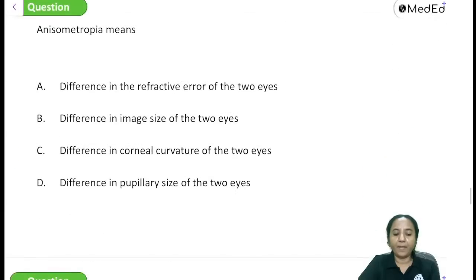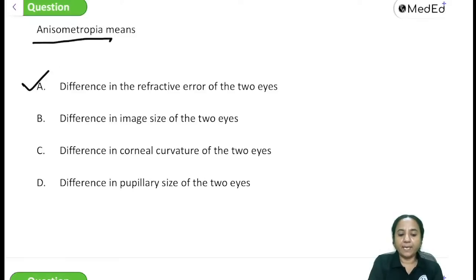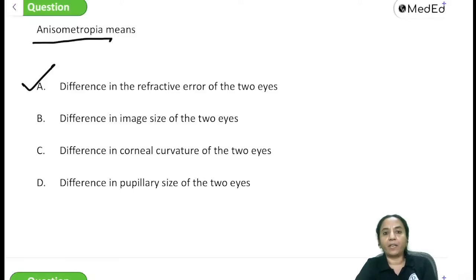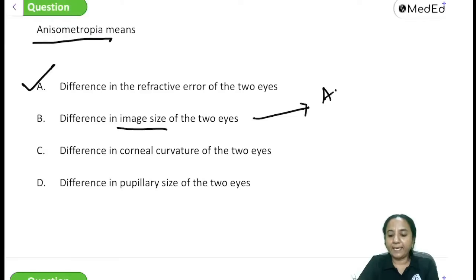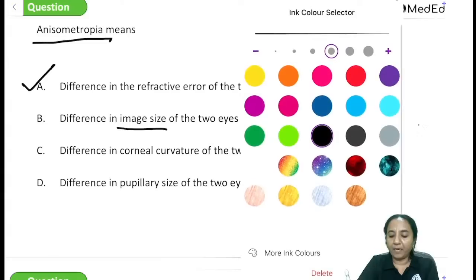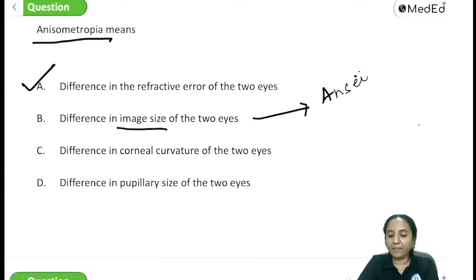Next question. What is anisometropia? Anisometropia means a significant difference in the refractive error between the two eyes. And what is the problem with anisometropia? If you give glasses to an anisometropic person, there will be a significant difference in the image size between the two eyes, and this is called aniseikonia.